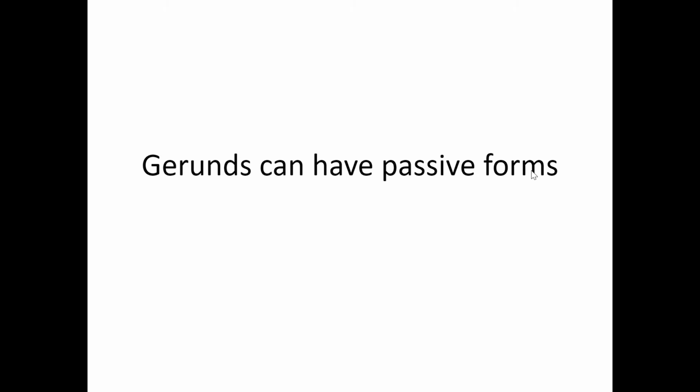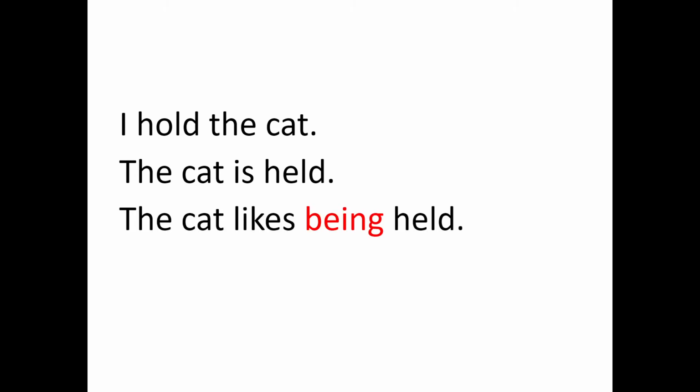Gerunds can also have passive forms. So I hold the cat, an active sentence, change it to the passive. The cat is held by me. And then as a gerund, the cat likes being held. So this is a gerund with a passive meaning. The cat likes being held by me, for example.